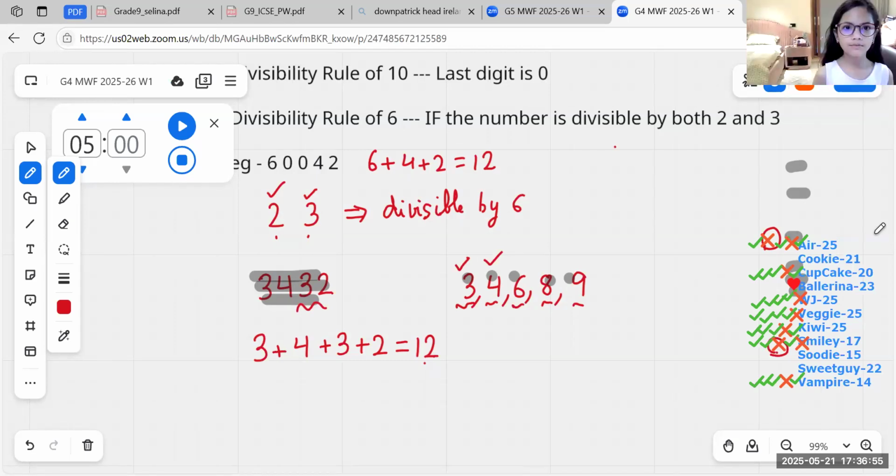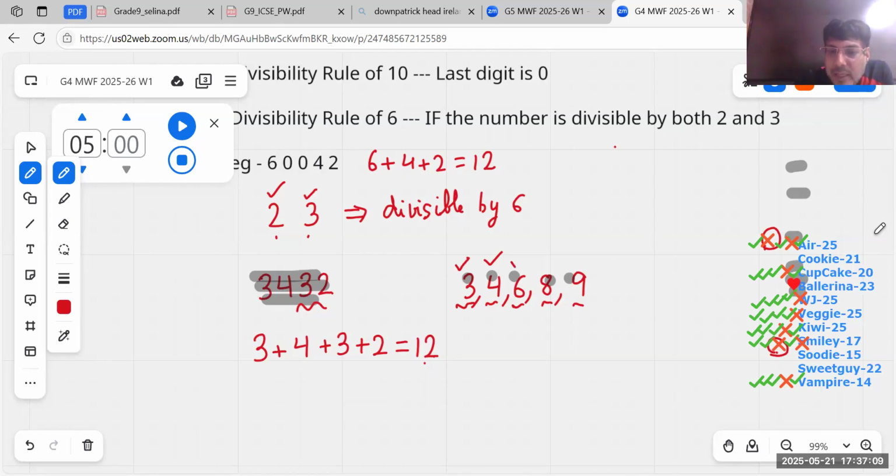Sir, if the number is divisible by both 2 and 3, then it will be divisible by 6. It is divisible by 3, and by 2 because it's even, so it is divisible by 6. It is not divisible by 9. The reason is that 12 is not divisible by 9.